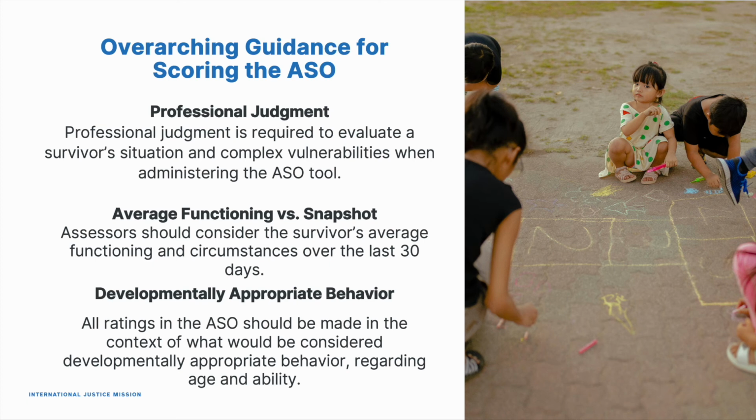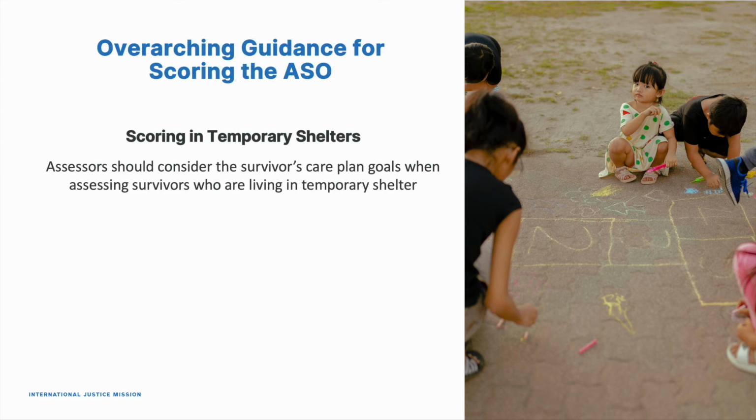Scoring and temporary shelters. Assessors should consider the survivor's care plan goals when assessing survivors who are living in temporary shelter. For example, a survivor currently living in a shelter who plans to transition to the community should be assessed based on what his or her circumstances will be in the community where he or she plans to go.